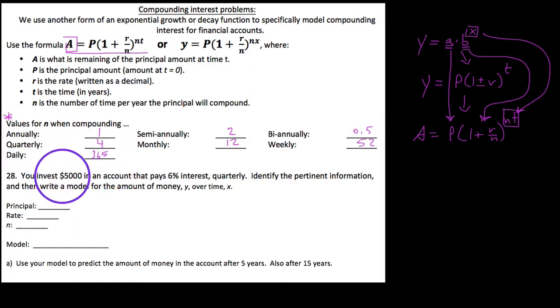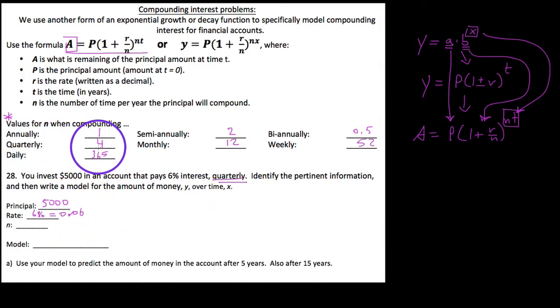So looking at a situation where I might want to use this formula and how I put it in a calculator, let's consider this. It says you invest $5,000 in an account that pays 6% interest quarterly. Identify the pertinent information and then write a model for the amount of money y over time x. And so when we look at this here, we say our principal amount is $5,000. In terms of our rate, we have a 6% rate, and so we're going to say 0.06. And then in terms of n, well, this was quarterly.